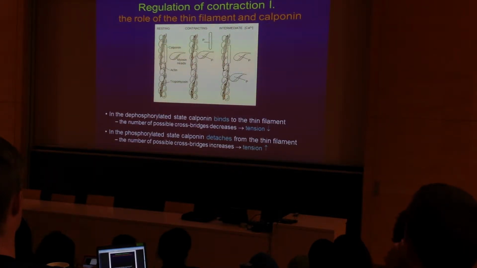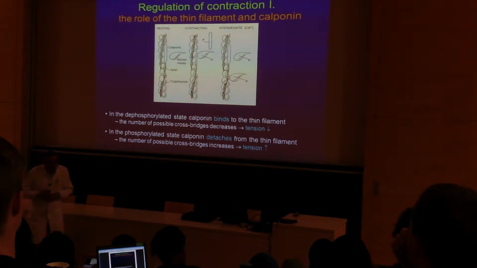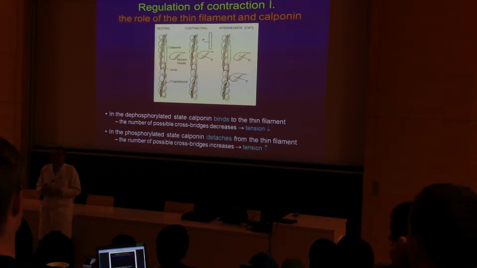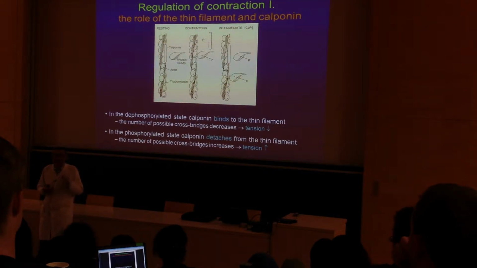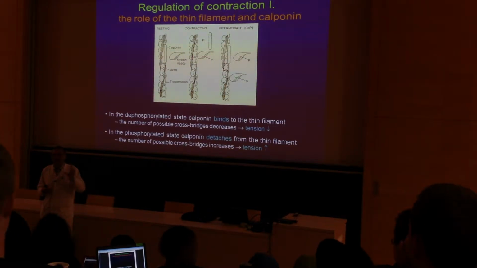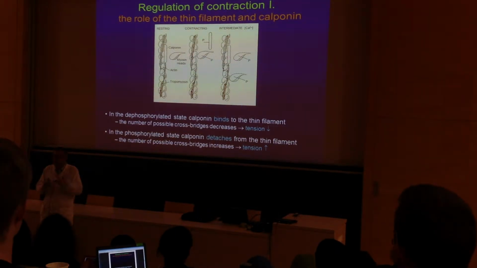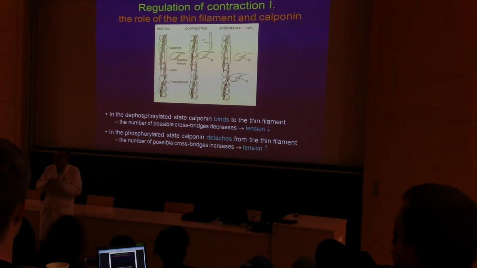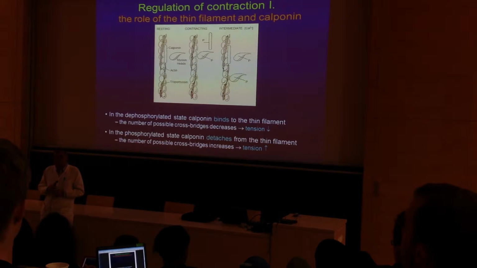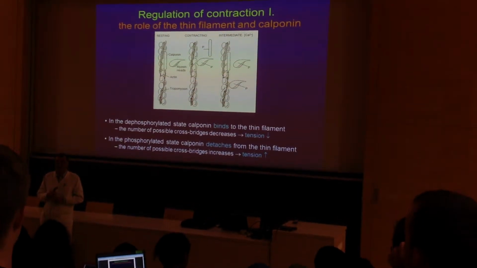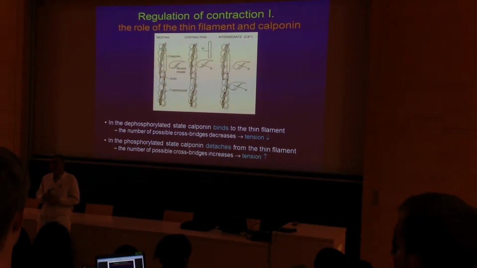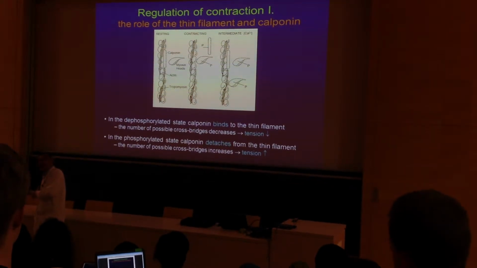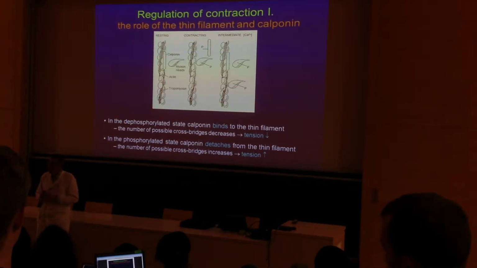But before I explain what calponin and all these molecules on the thin filament do, I would like to make you understand that smooth muscle regulation, that is through the thin filament, is very essential in your life and has to be completely different from that in striated muscle. And also I would like to explain why smooth muscle cells cannot have striations.